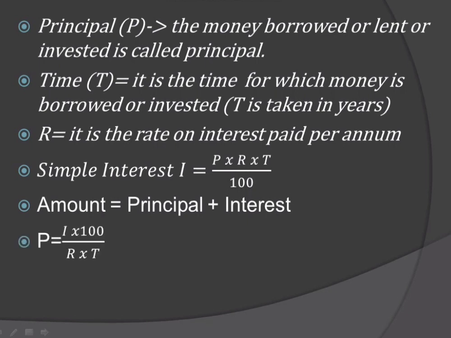So now if they have given you interest and they are asking you the principal, then from here I can write principal equals interest multiplied by 100 upon rate into time. Or if they are asking the rate, then I can write rate equals interest into 100 upon principal into time. Now we can take the questions.